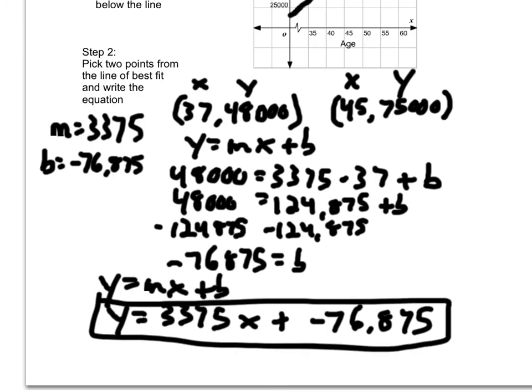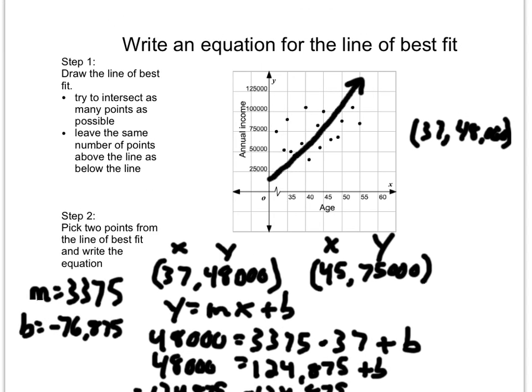Now let's say I wanted to test this and see if it works for my line. I can plug in numbers. Let's say I picked a 50-year-old. So if I take 3,375 times 50, I'm going to get 168,750. And then if I subtract 76,875, that's going to give me an answer of 91,875. So that's telling me that a 50-year-old on my line should make about $91,875.